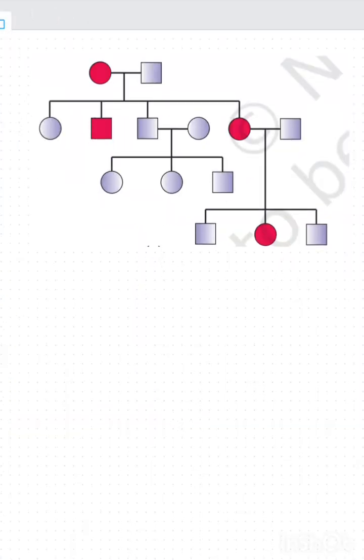Now let's check the pattern. Here you have seen the affected parents. Here you have seen that affected progeny, which is girl, which is boy, and also again girl. Also another thing you have noticed or not, this disease is transferred from mother to son, but here it is transferred from mother to girl.